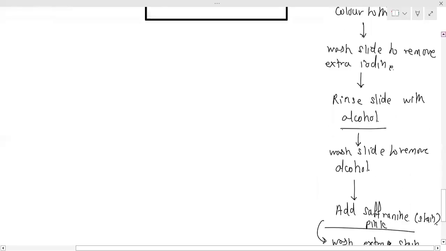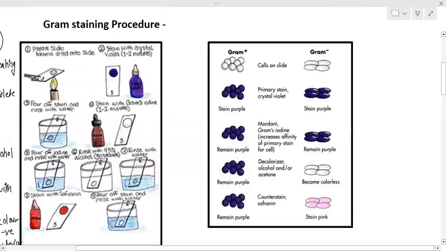Suppose I took a sample from the root of the plant, then I will get violet colored bacteria. First of all, try to understand why we get two different colors: why some bacteria give violet in gram staining, and why some give pink. Let us try to understand it. What exactly happens during the gram staining procedure? I want you to remember the procedure.